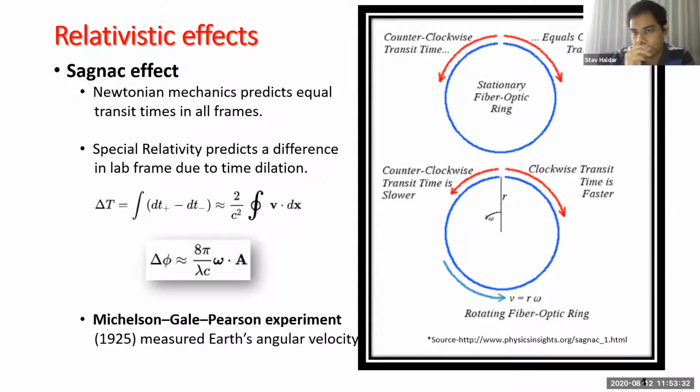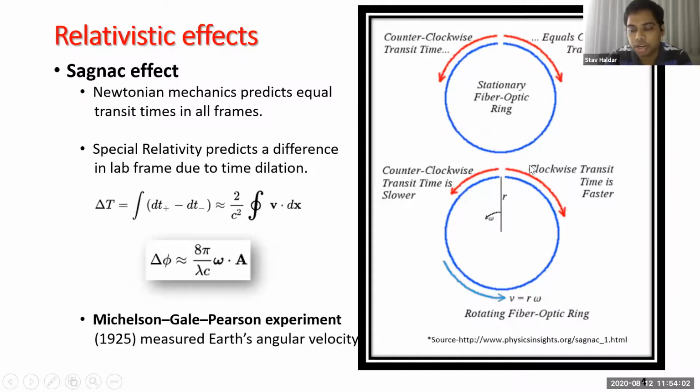So consider a fiber optic ring, which say is initially stationary, and you send two beams in opposite directions, two photons in opposite directions. They will have equal transit times, and when they come back to their starting point, if you were to do interference measurements on them, you will see that there is no phase difference, because if everything else remains the same, they essentially travel along the same path.